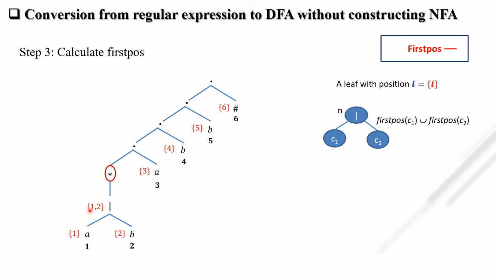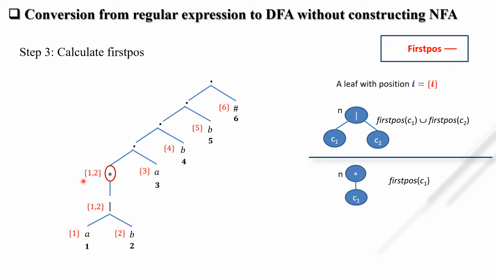So the next one is the nullable operator. For the nullable operator we simply put this 1 and 2 as the first position of this star operator. We shift this 1, 2 to the first position of this nullable operator. It's very simple. Similarly we do that for the last position.